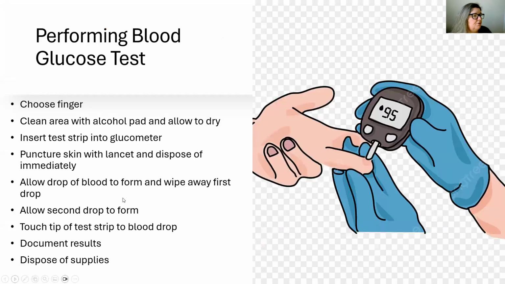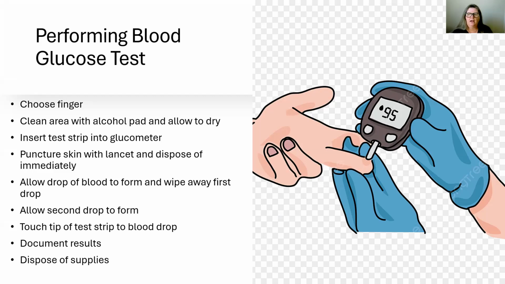Okay. As far as how to perform this, you will choose a finger. The third and fourth digit, so the middle finger and the ring finger, are generally the best fingers because they're pretty juicy, so to speak. And they're not used as often. You also want to take a look and make sure there's no scarring or injury or anything going on with the fingers. Clean the area with an alcohol pad and let it dry.